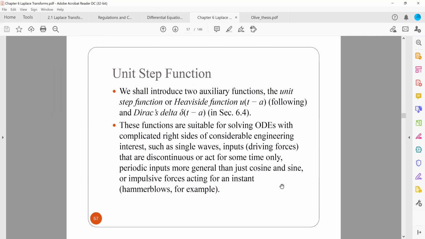So the unit step function or Heaviside function is denoted by u(t minus a). And then the Dirac delta, which we'll look at afterwards, is denoted by this delta sign and t minus a. We'll look at it next after looking at the unit step function. So yeah, step functions, you can read this. They help us to model very many engineering applications, especially those that tend to have a kind of on-off behavior.